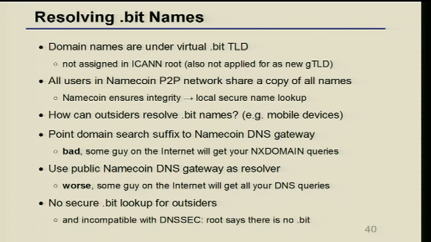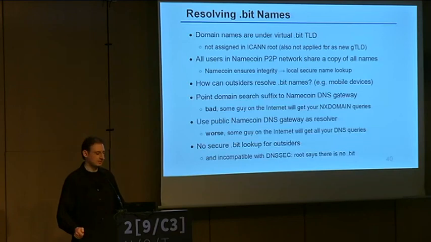Now, all users in the Namecoin peer-to-peer network share a copy of all names of the whole Namecoin database. And Namecoin, like Bitcoin does, ensures the integrity of this. So when you participate in the Namecoin peer-to-peer system, you can do local secure name lookups. Now the question is, how can outsiders resolve .bit names? For example, your mobile device. You can't really go with your mobile device in a peer-to-peer network and stay online all the time. So there are approaches for this, DNS gateways to the Namecoin namespace.